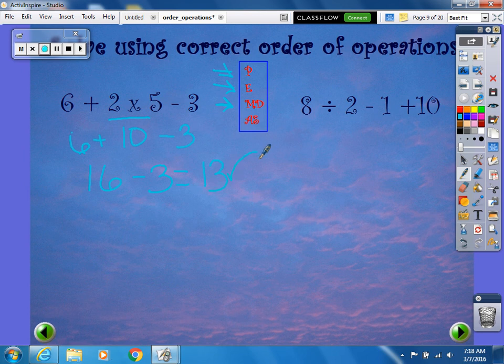For our second problem, we have division, subtraction, and addition. So we should have started with division. We didn't have any parentheses, we didn't have any exponents, no multiplying, we had division. So 8 divided by 2 is 4, rewrote my problem. Now I'm left with addition and subtraction only, like the brothers and sisters, so you just go from left to right. 4 minus 1 is 3, plus 10, and you got 13.